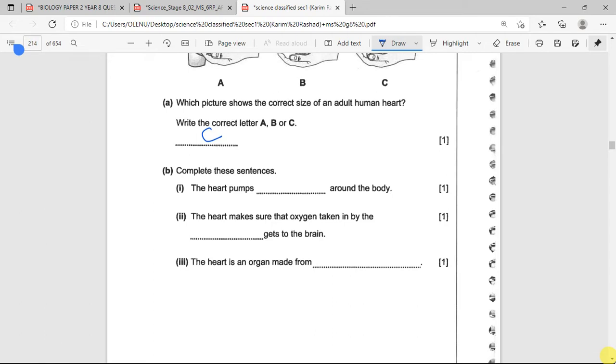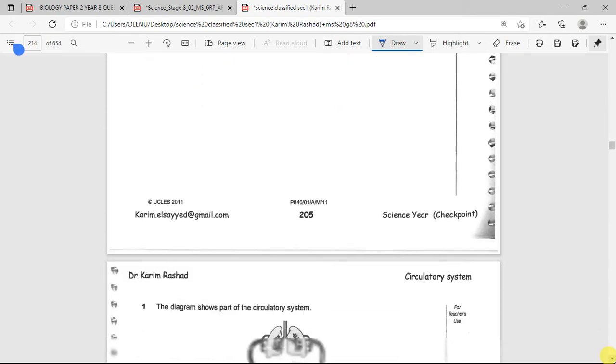Now, complete this sentence. The heart pumps blood around the body. The heart makes sure that oxygen taken in by the lungs gets to the brain. And the heart is an organ made from muscular tissue, cardiac muscle. So the heart is an organ that is made from muscles.